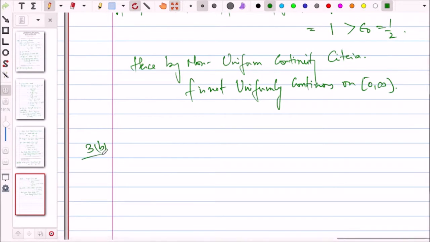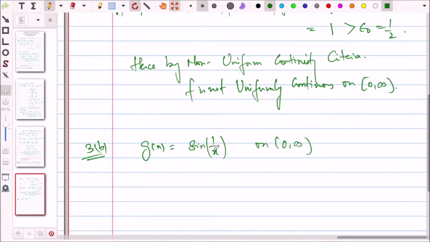Now 3b, the b part: g of x is equal to sine 1 by x on 0 to infinity. We have to show that it is not uniformly continuous on 0 to infinity. Again, we can easily show this the same way that we showed that it is not continuous at 0.